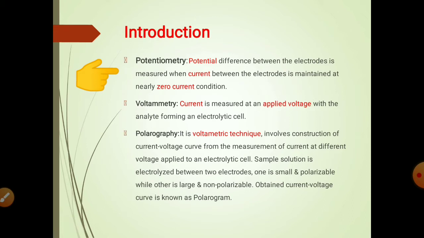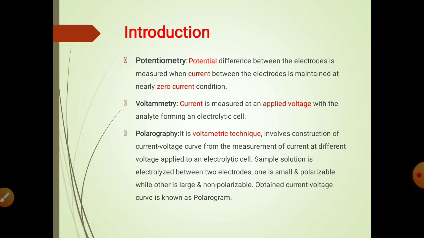Now let's see voltammetry. In voltammetry, the current is measured at an applied voltage with the analyte forming an electrolytic cell. The measurement is carried out for different values of applied potential, and a current voltage curve, or you can say a graph, is constructed.